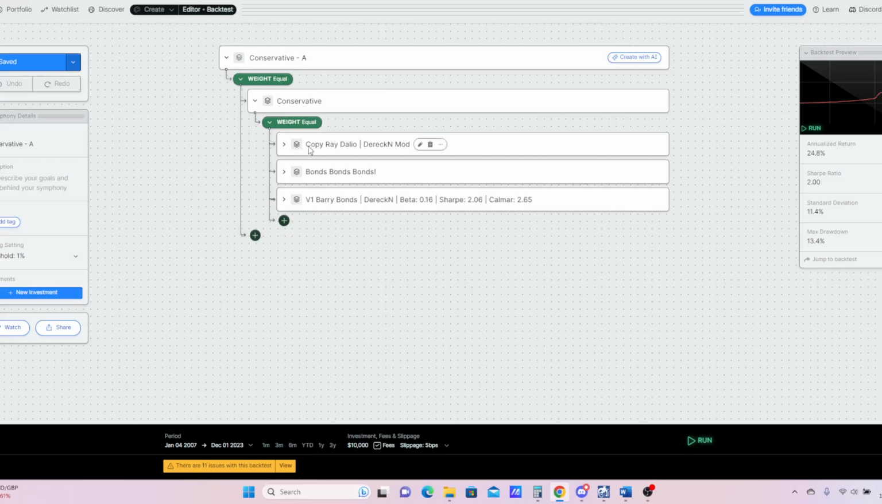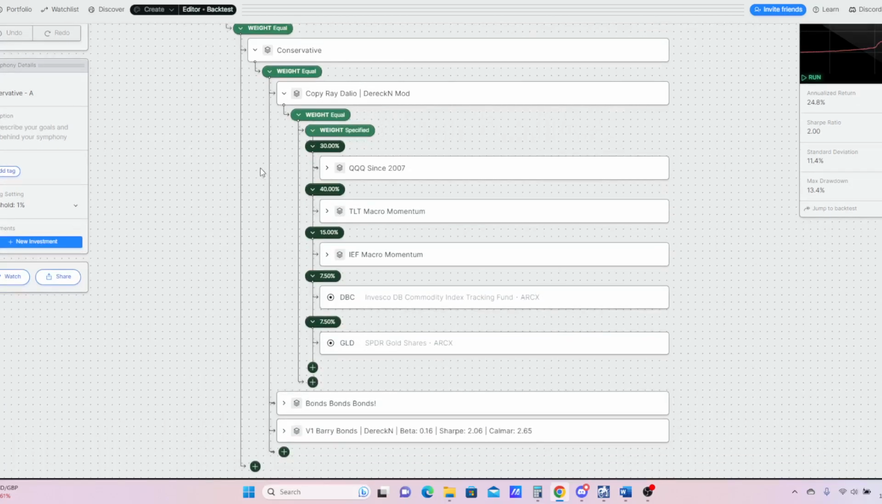So let's see. It's got Copy Ray Dalio, which is basically like a community symphony that a composer published. I just took that and modified it on my own, but basically it just has equities, TLT momentum, IEF momentum. This is 20-year treasuries. This is 10-year treasuries. DBC is a commodities ETF, and then GLD is a gold ETF. So that's the copy Ray Dalio version that I modified.